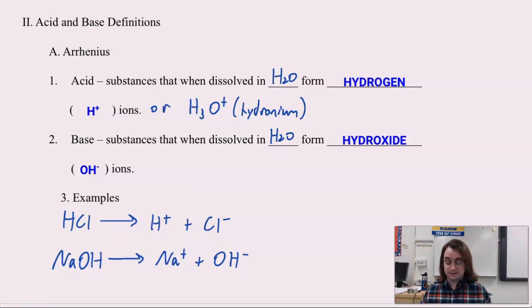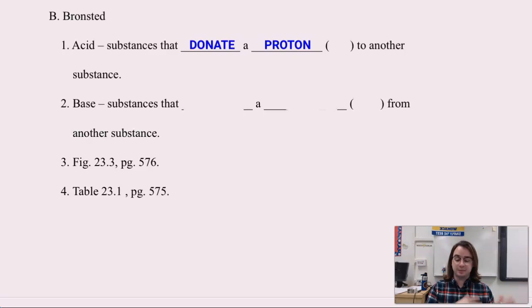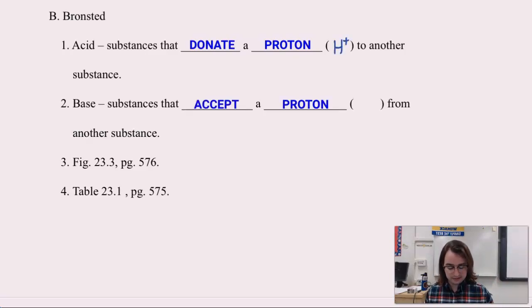Bronsted definitions of bases and acids have to do with the relationship between acids and bases when they react with each other. So a Bronsted acid is a substance that donates a proton, and by a proton we mean H+. In this situation, whenever we refer to protons, we're pretty much just talking about H+. So an acid is something that donates an H+ to another substance, whereas a base is something that accepts an H+ from another substance. So again, just keep in mind that whenever we talk about protons, we're just talking about H+.